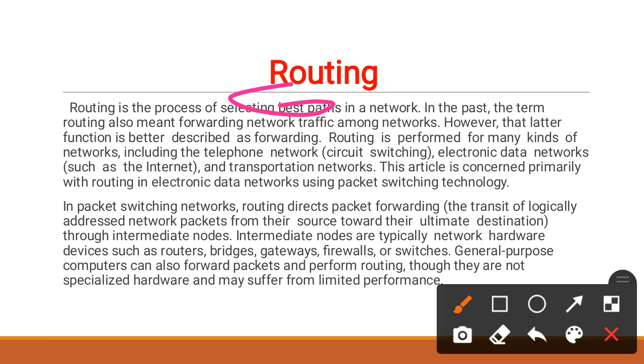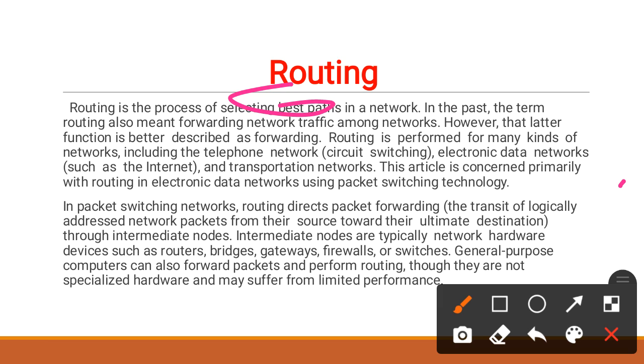In the past, the term routing also meant forwarding network traffic among networks. However, the latter function is better described as forwarding. Routing is performed for many kinds of networks, including the telecommunication network, electronic data networks such as the internet, and the transportation network. This article is concerned primarily with routing in electronic data networks using packet switching technology.